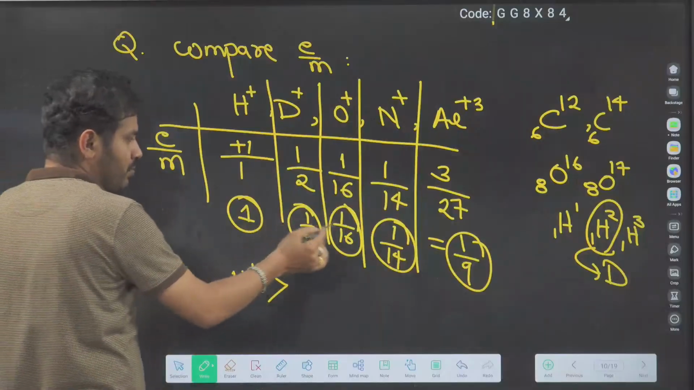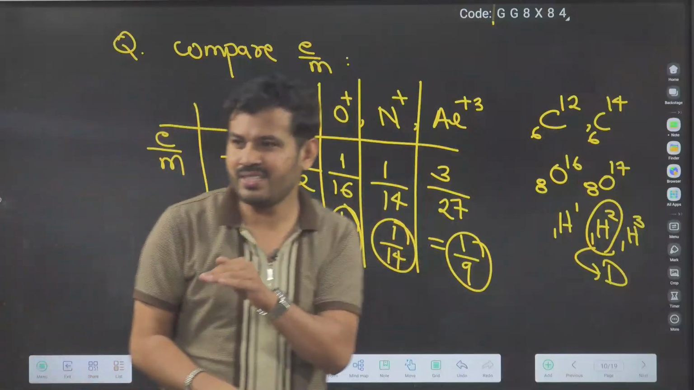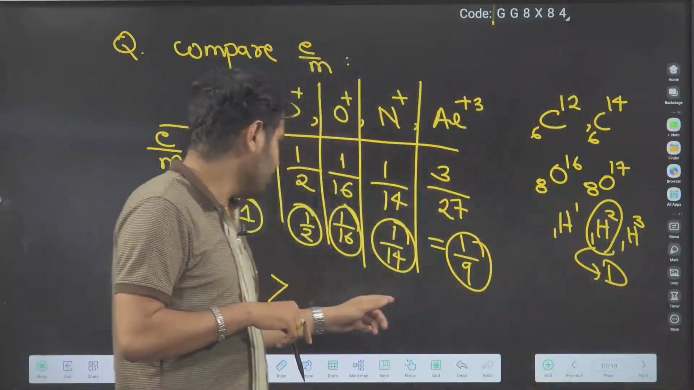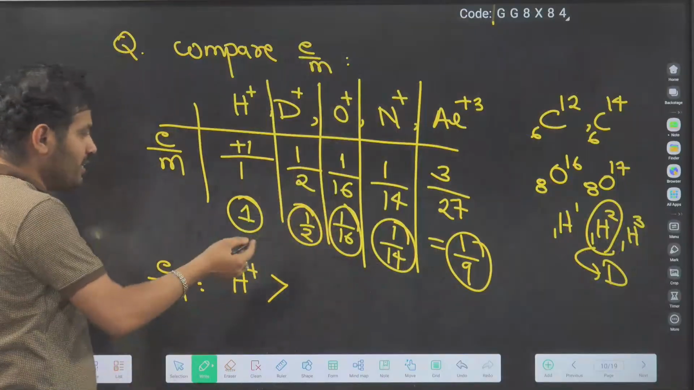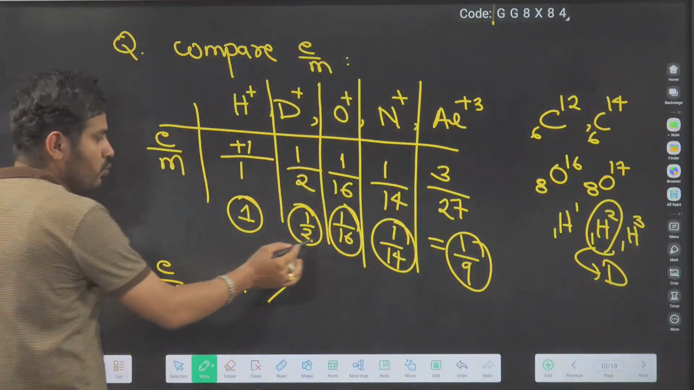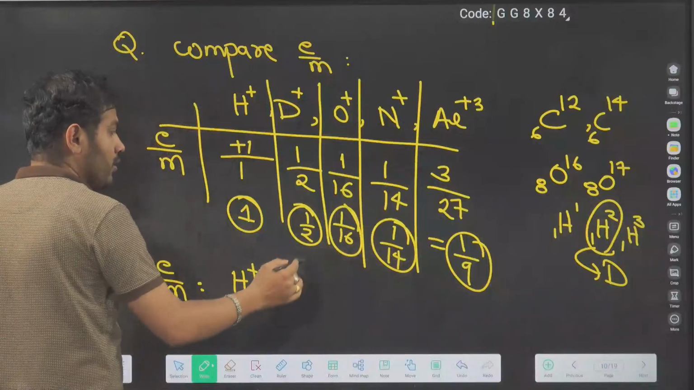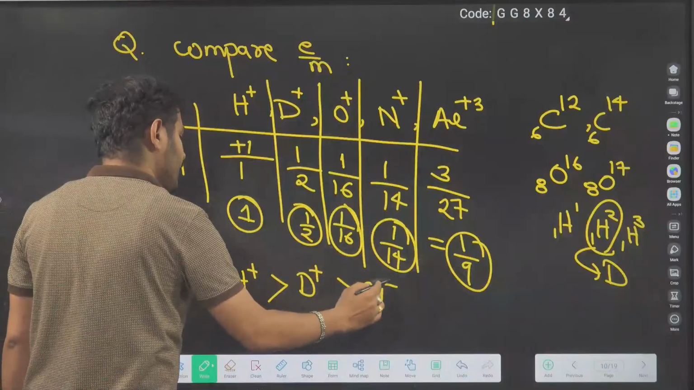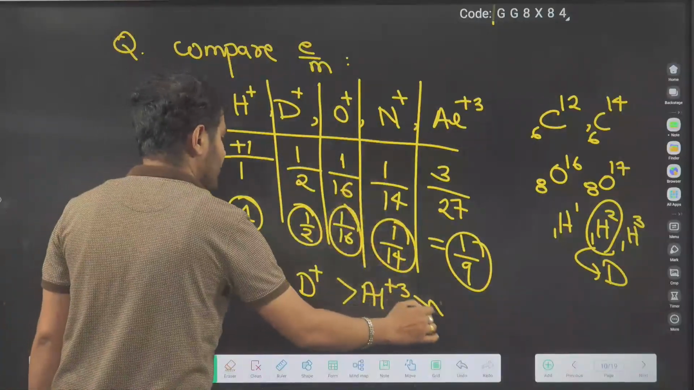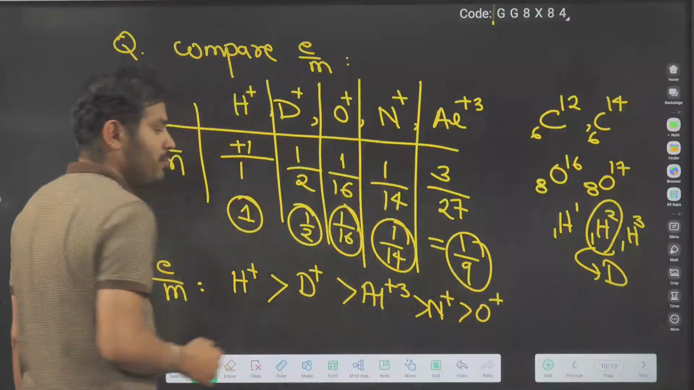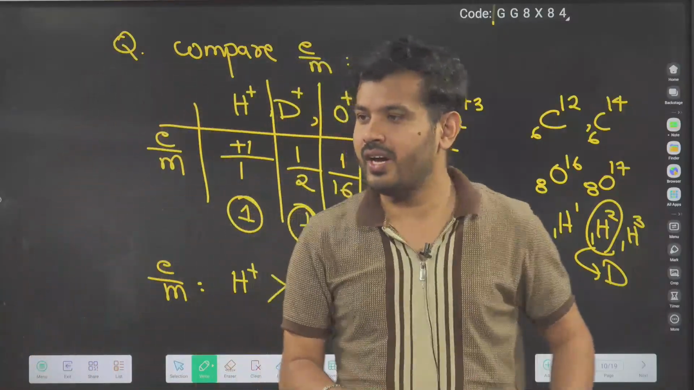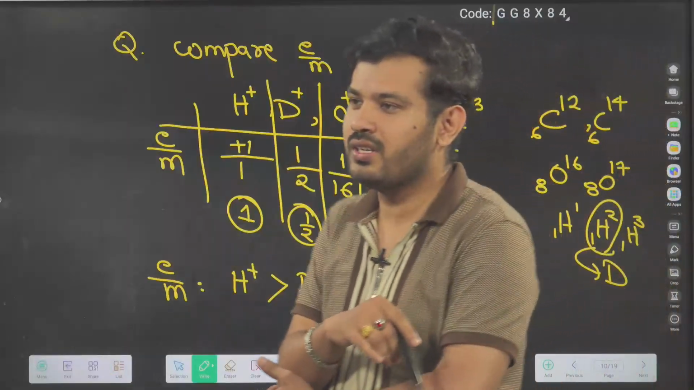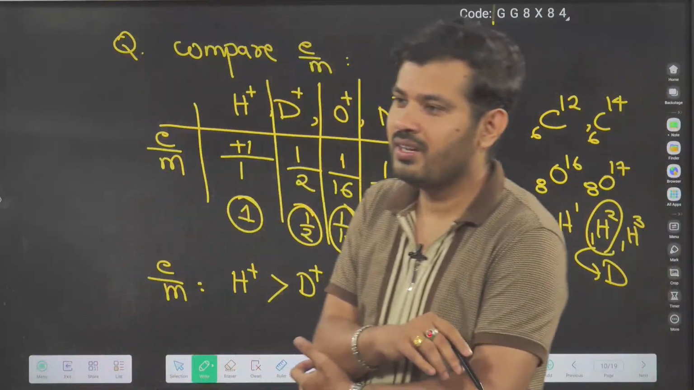Then out of all this, 1 by something is there. If 1 by some number is there and the denominator is a big number, the overall number is small. Right? So if the denominator is small, the overall number is big. So which one is the next one? 2, 9, 14, 16. That will be the order. So then deuterium will come, and then 9 will come, that is aluminium plus 3, and then 14 will come, which is N plus, and lastly O plus. Are you getting my point? Right? Very good. Very good, Kausal.